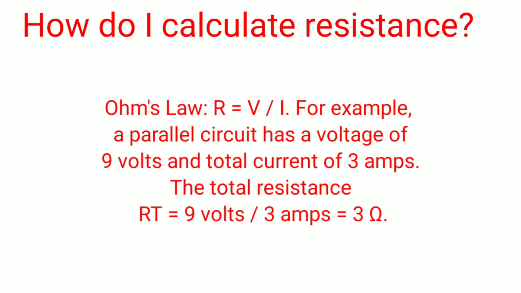Now let's take an example. How do I calculate resistance? If you know the total current and the voltage across the whole circuit, you can find the total resistance using Ohm's law. We say R is equal to V upon I. For example, a parallel circuit has a voltage of 9 volts and a total current of 3 amperes. The total resistance is voltage, which is 9 volt, and the current, which is 3 ampere. So the resistance is 3 ohm, because 9 divided by 3 is equal to 3.